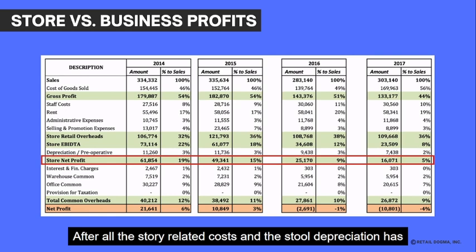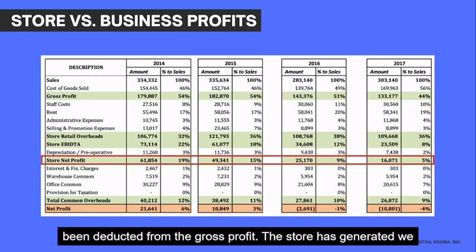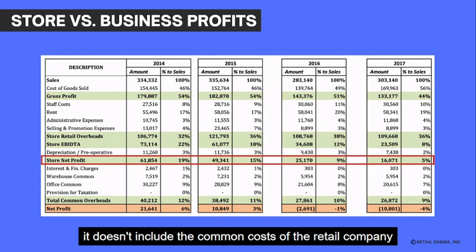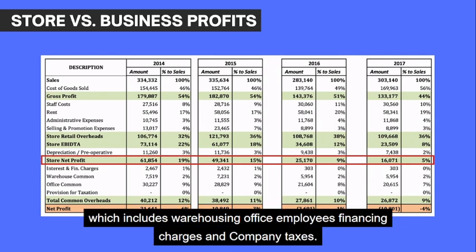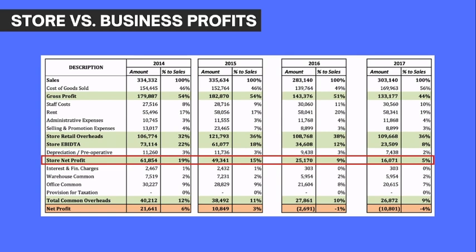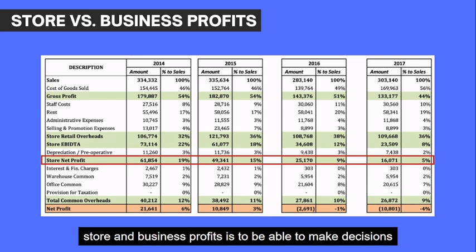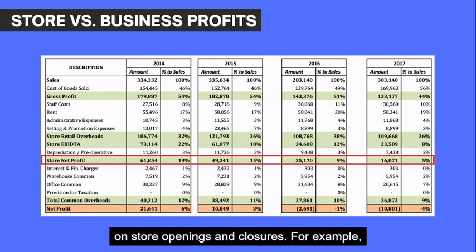After all the store-related costs and the store depreciation has been deducted from the gross profit the store has generated, we come to an amount that represents the store profitability, namely the store profit. This is different from the total business profit as it doesn't include the common costs of the retail company, which includes warehousing, office employees, financing charges, and company taxes. The reason why it's good to make such separation of store and business profits is to be able to make decisions on store openings and closures.